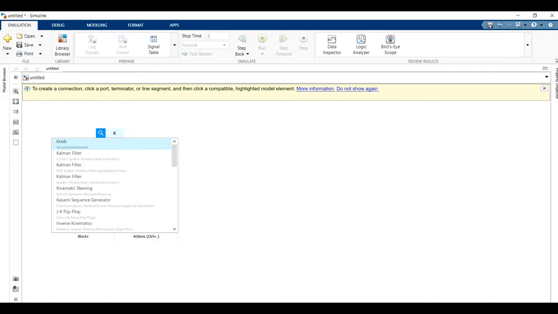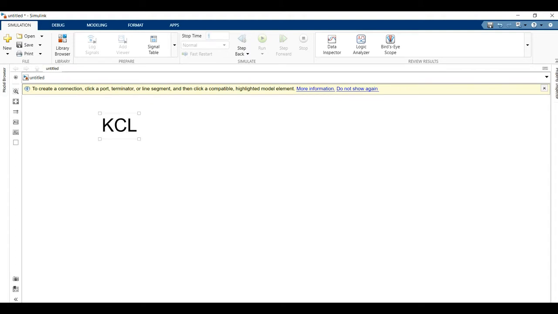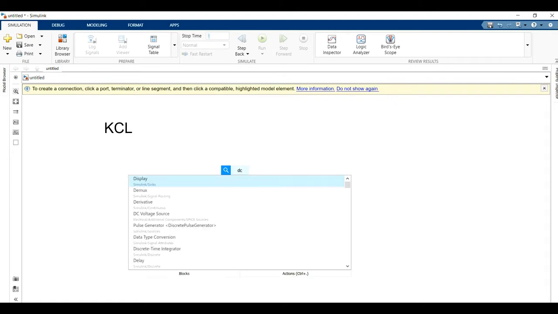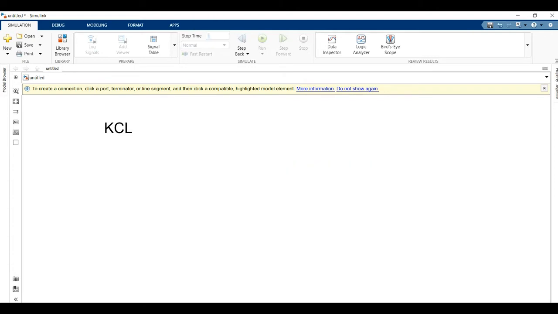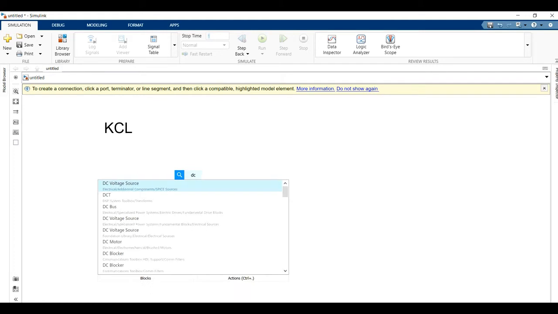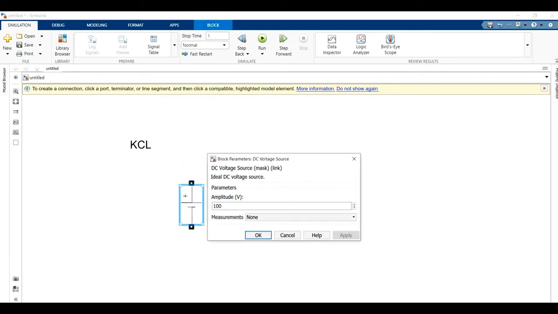Now we learn how to implement Kirchhoff's current law in MATLAB. In order to design a KCL circuit, we need a DC voltage source. So now I am searching for the DC voltage source in the Simulink library. We got the DC voltage source here, now double click on it and set the value. Let it be 24 volts and apply.